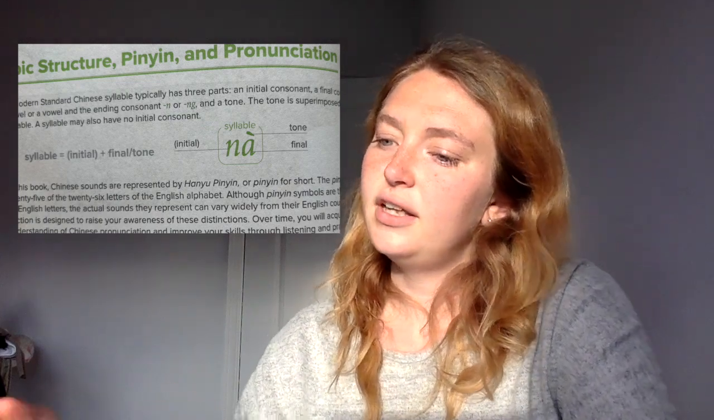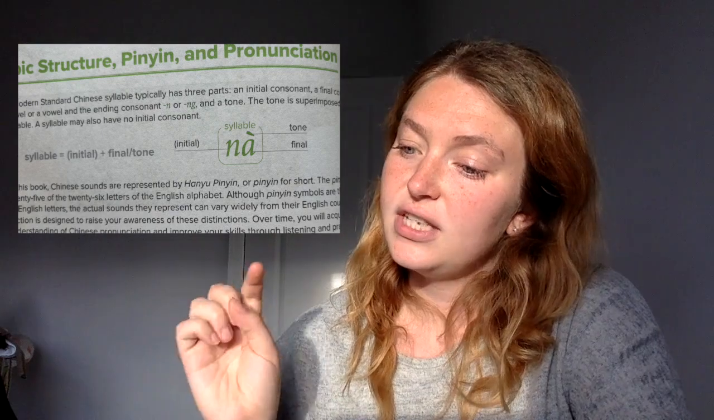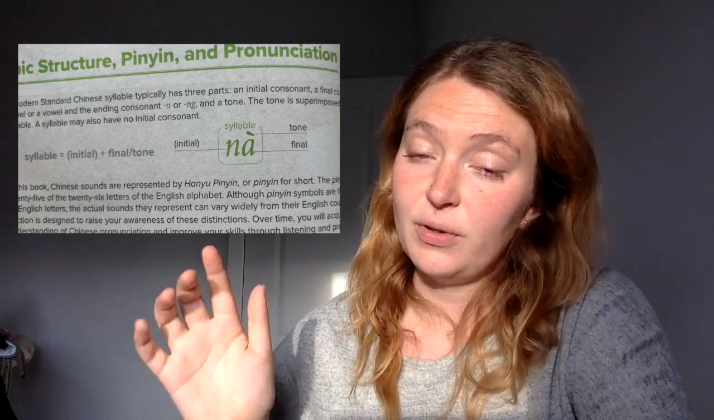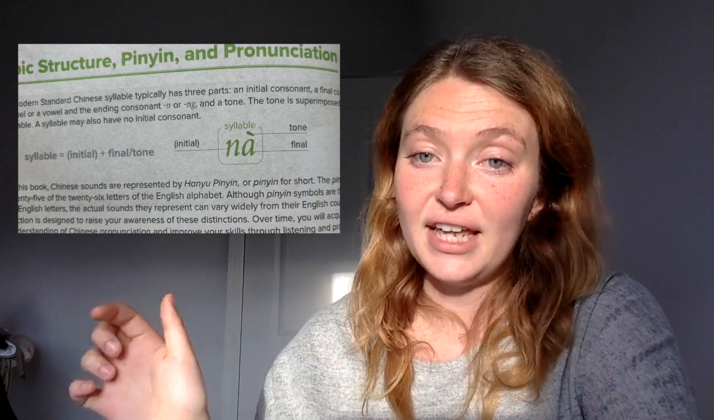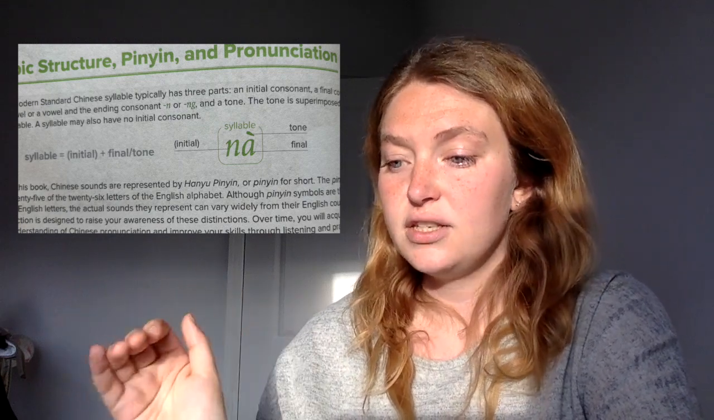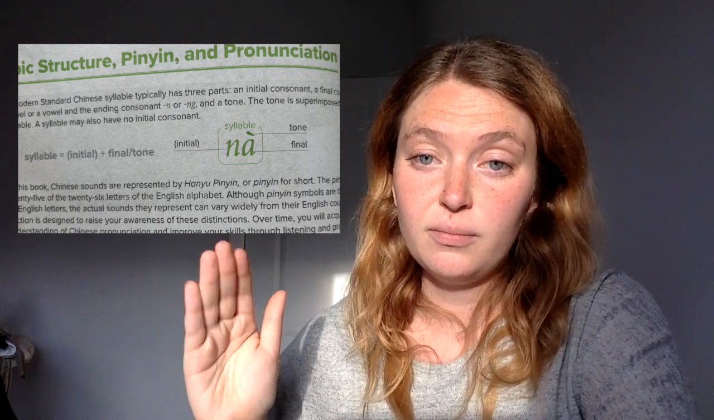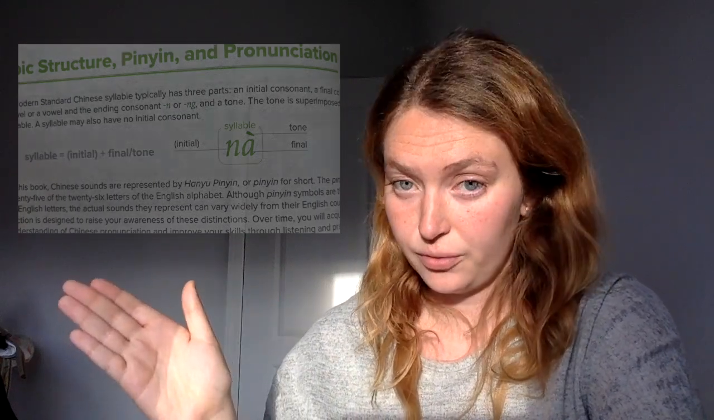Now look at the picture on page 2. It says, the initial in their example is an N, and the final is a simple final, the A, and the tone is falling. So syllable equals initial plus final plus tone. And that is actually the main thing you need to take away from this lesson. There are 6 simple finals, which means there are 6 vowel sounds.